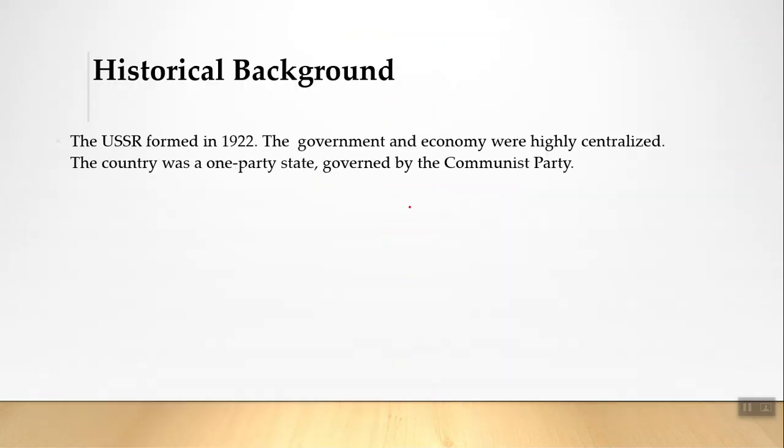So a little bit more historical background. I just showed you a picture of Stalin. Lenin, though, was running the country at first. So the USSR forms in 1922 officially. That's when the Civil War finally ended. The government and the economy become centralized, and that's a huge theme in Ayn Rand's book.